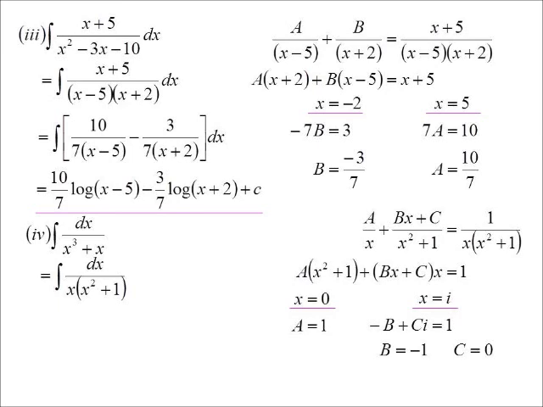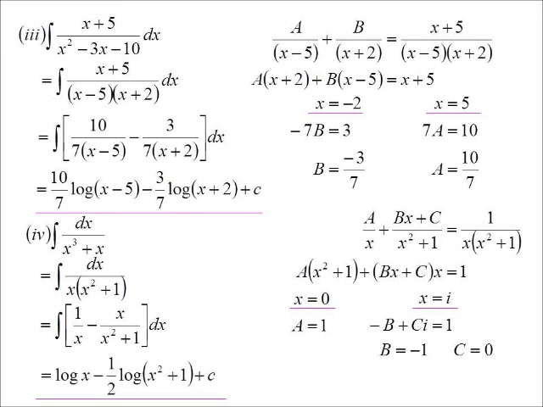All right, back to our integral though. 1 on x, well we know that's going to be a log. x on x squared plus 1, well that's going to be a log as well. The degree is 1 less than the bottom. So I get the log of x minus a half the log of x squared plus 1. You get a lot of logs in these questions.